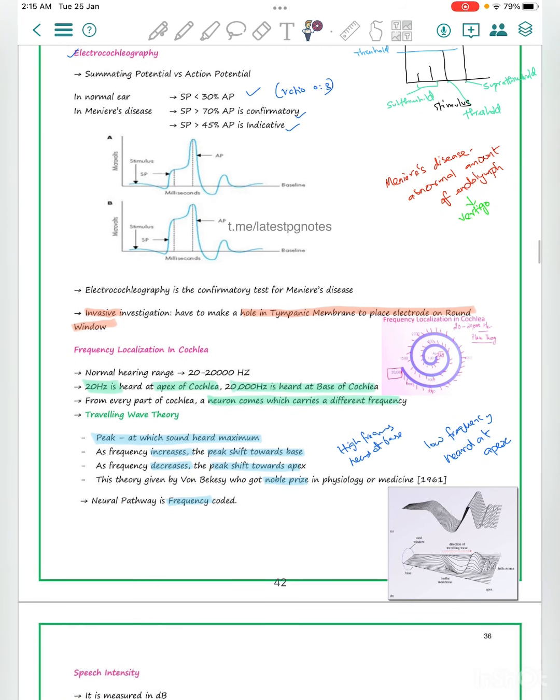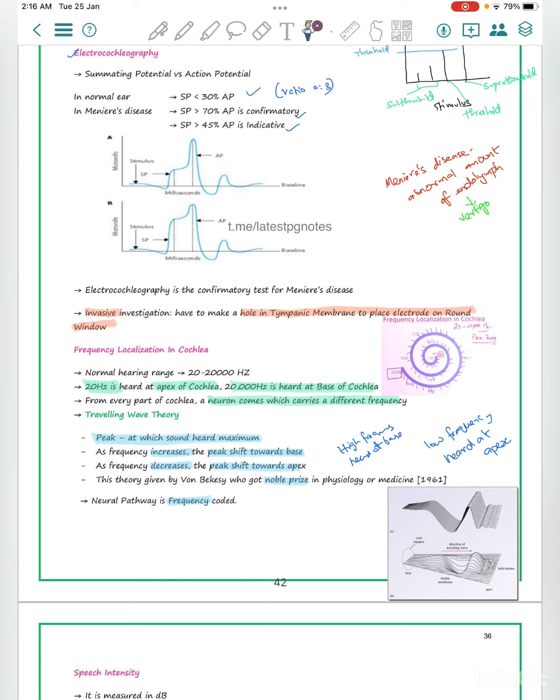Okay, guys, then we need to study about how these different frequencies are localized in the cochlea. There are 2 theories. First is the place theory, and next is the frequency wave theory or traveling wave theory, guys. According to the place theory, at the base the higher frequency sounds are located, and at the apex lower frequency sounds, 20 hertz at the apex of the cochlea and 20,000 at the base of the cochlea. The normal hearing range is about 20 to 20,000 hertz.